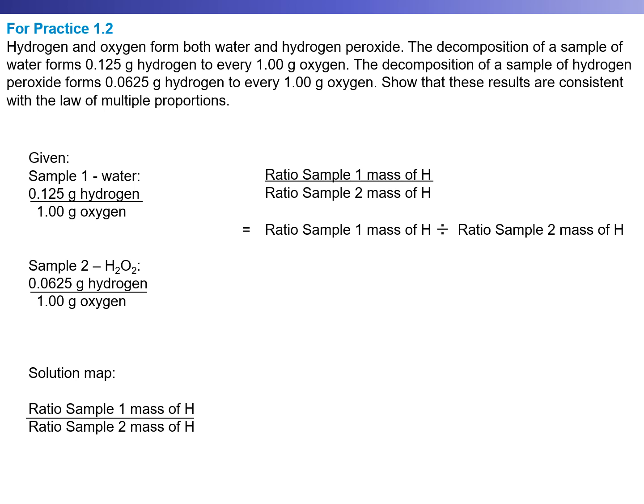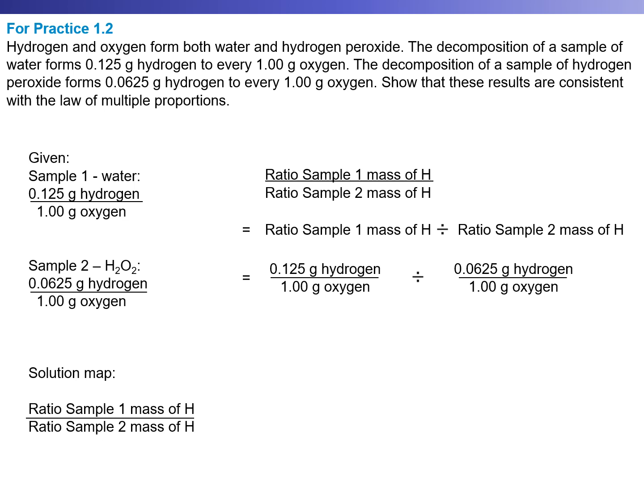So let's go ahead and write out what I mean by the ratio of the mass of hydrogen per sample. So in the first case, what I'm talking about is 0.125 grams of hydrogen for our 1 gram of oxygen. And we're going to write the same for our hydrogen peroxide. Now, most people don't know how to handle this, and dividing fractions is a little bit weird. It's a little bit more simple if you write it as a multiplication problem.